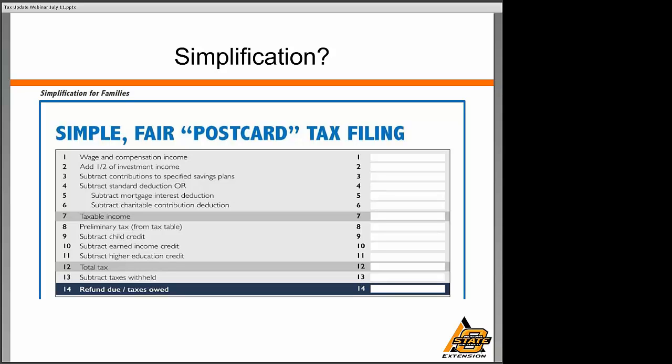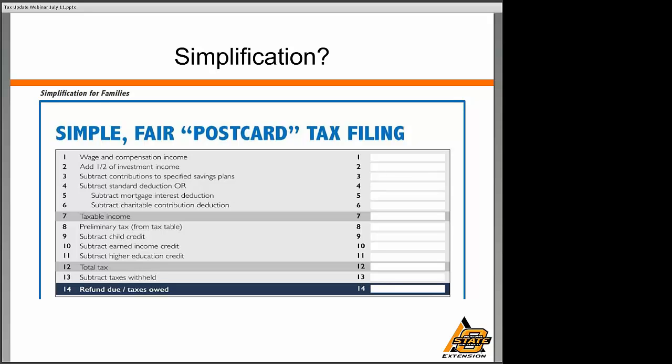Now, when we talk about simplification, this is on the House Ways and Means website, and it's rather unique. If you look at all the proposed changes by Congress, by the President, all the pieces, this would basically be how the tax return would be applied. You look at your wage and compensation income. Half of your investment income is going to be taxed. Not all, just half. If you contribute to specific savings plans, IRAs, etc., you're going to take that off. You take off your standard deduction or home mortgage interest, any charitable contributions that you're allowed. That gives you your taxable income.